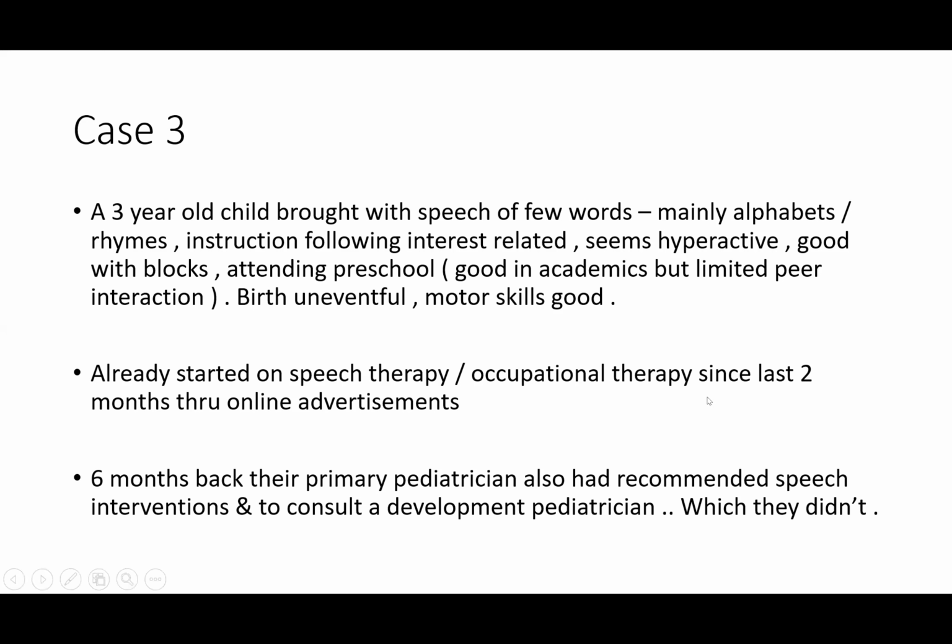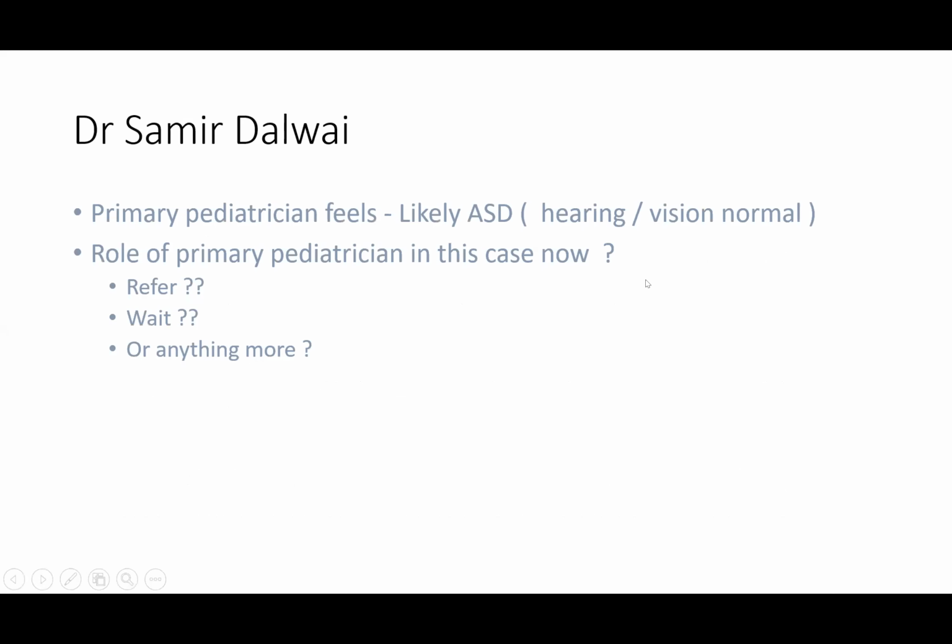So for this case, I would like to welcome Dr. Sameer Dalwai. Dr. Sameer is joining us from Dubai, and he's a very well-renowned developmental pediatrician and a good friend. So Dr. Sameer, I would like you to tell me, the pediatrician is already feeling that the child probably has autism, and the vision and hearing tests have been done, which are normal. So how does a pediatrician manage the child now? Does he refer for interventions? Does he wait because the child is already on some interventions, or can anything more be done from a pediatrician's point of view?